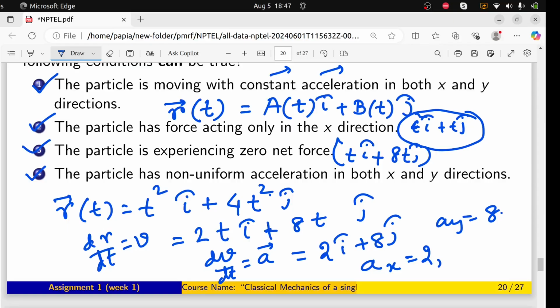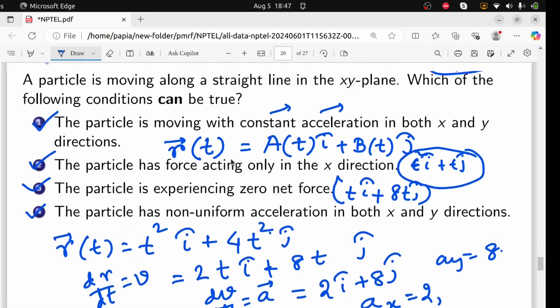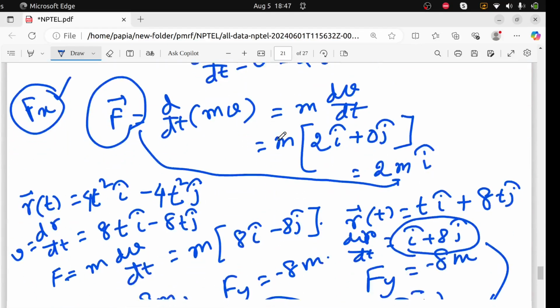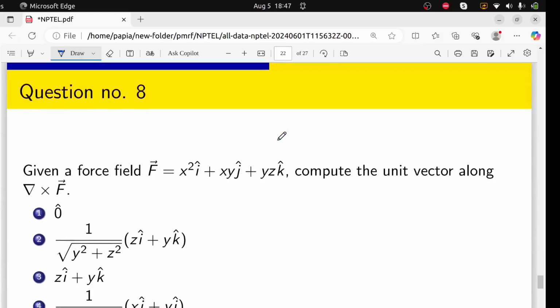So all the options will be correct for the case of a particle moving along a straight line in the xy plane. Okay.